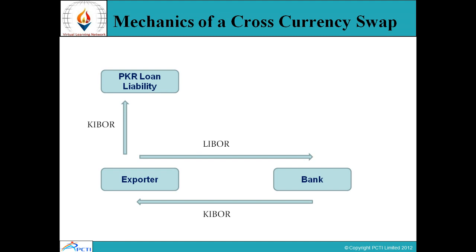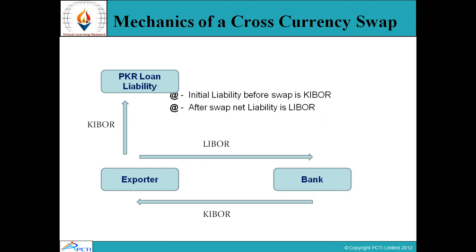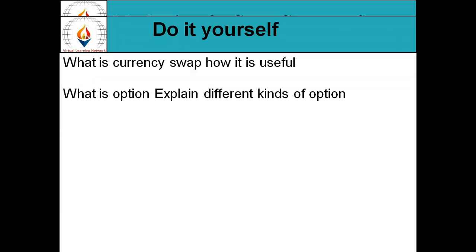Mechanism of cross currency swap: PKR loan liability, KIBOR, exporter, bank, LIBOR. LIBOR and KIBOR are interrelated to each other. Initial liability before swap is KIBOR. After swap, net liability is LIBOR.